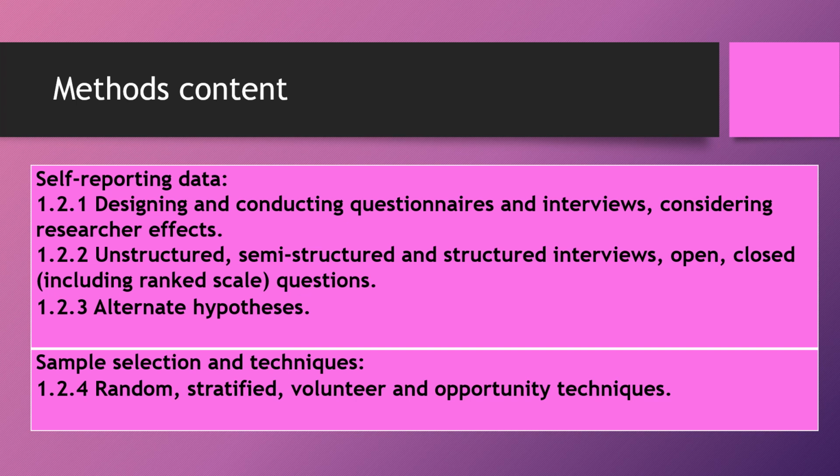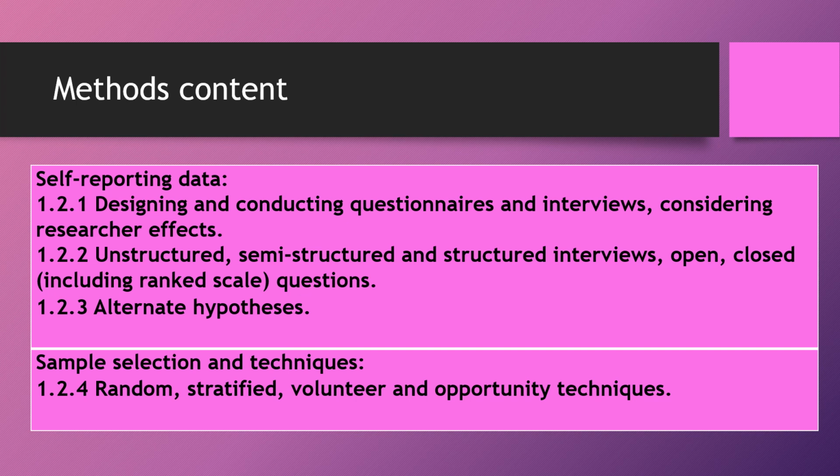So in terms of content then for your methodology attached to social psychology, you can see your objectives on page 63 there. We will be looking at self-reporting data, so what this is and how it takes place. So that includes questionnaires and interviews and the different types of questions that can be asked. So the differences between unstructured, semi-structured and structured interviews, and then the use of open and closed questions, which include ranked scale questions and Likert scales.